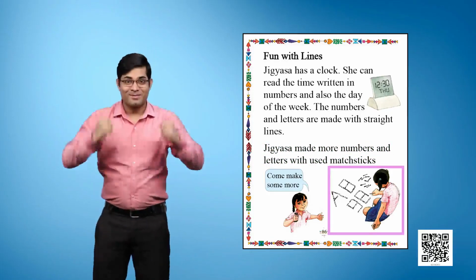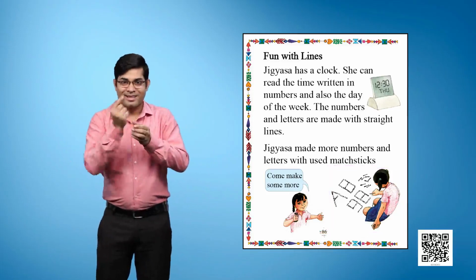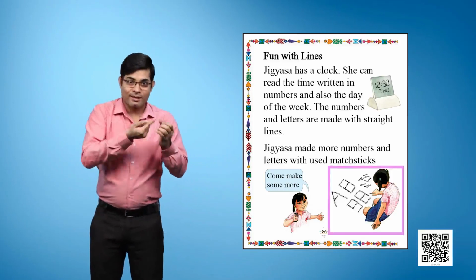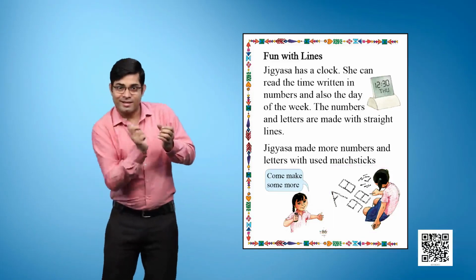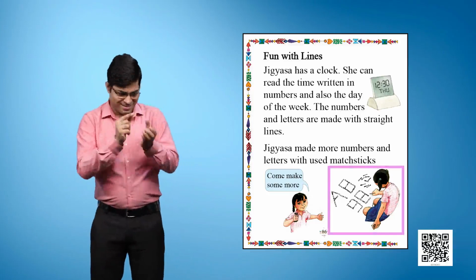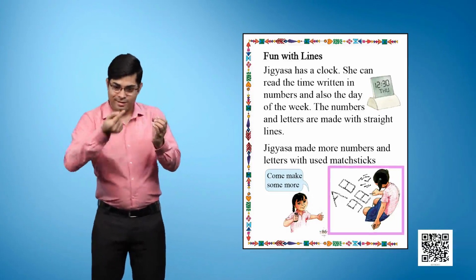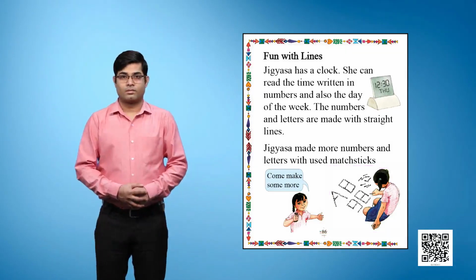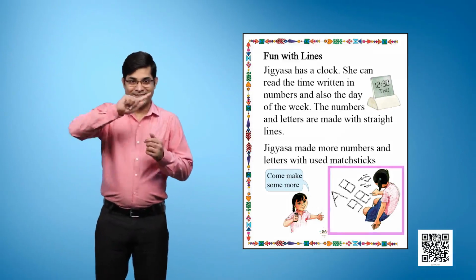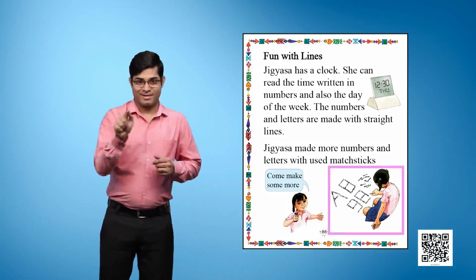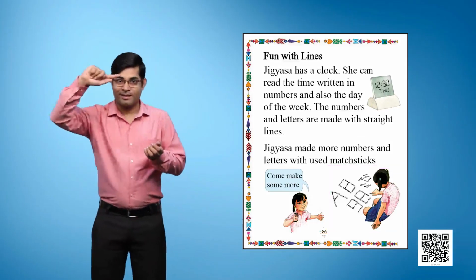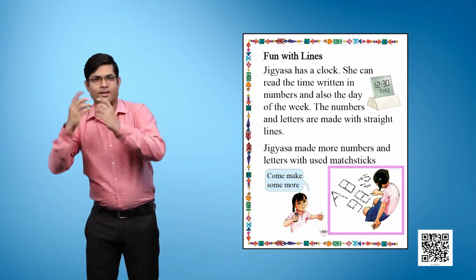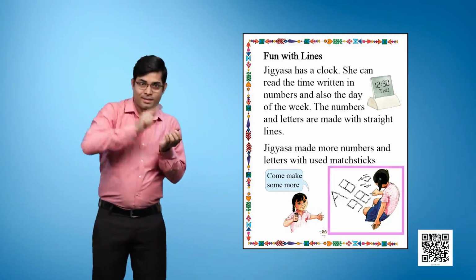Picture 2 shows Jigyasa is sitting on the floor with a bunch of matchsticks in her left hand. Some matchsticks are lying on the floor and one matchstick in her right hand. She is making number 8 with matchsticks and she has already made letters A, B and number 9.